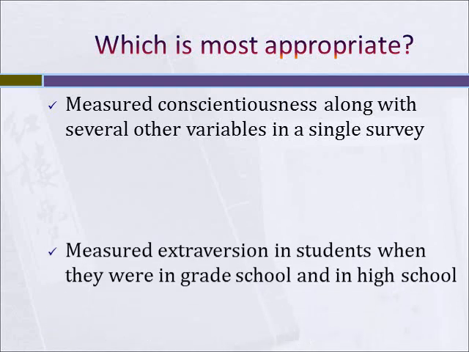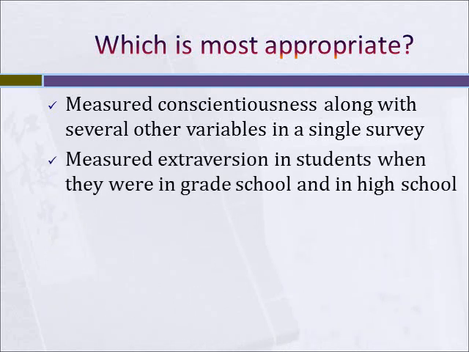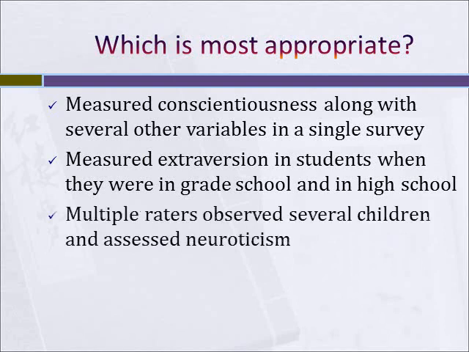Next situation, let's say that we measured extroversion in students when they were in grade school and high school. What type of reliability would be most appropriate? Well, in this situation, you can use a couple different types of reliability. You can measure internal consistency at time 1 and internal consistency at time 2, just Cronbach's alpha at time 1 and time 2. But you can also, in an effort to determine whether or not the measure is stable, assess test-retest reliability to see whether extroversion in grade school correlates with extroversion in high school.